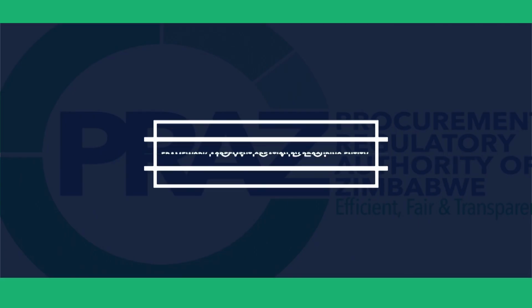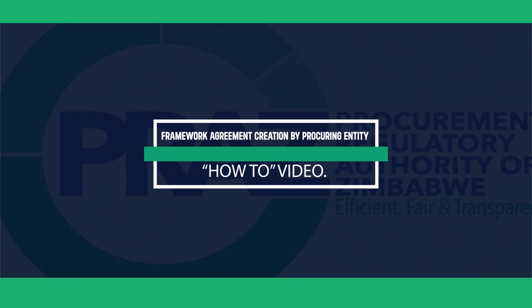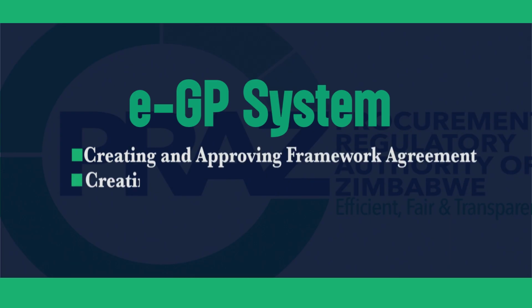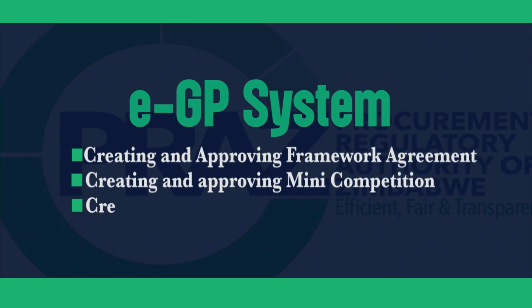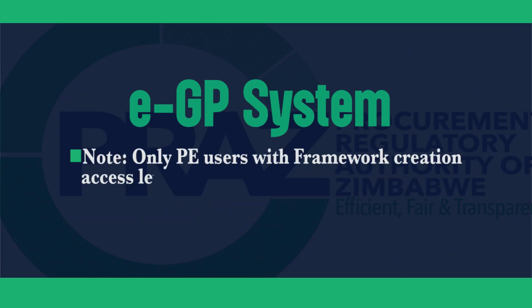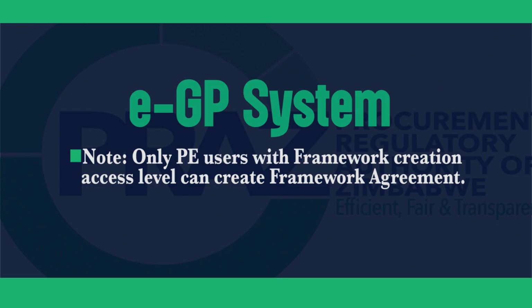Welcome to the EGP System Framework Agreement Creation by Procuring Entity how-to video. In this video, we shall cover the following: creating and approving framework agreement, creating and approving mini competition, creating purchase order. Note: only PE users with framework creation access level can create framework agreement.